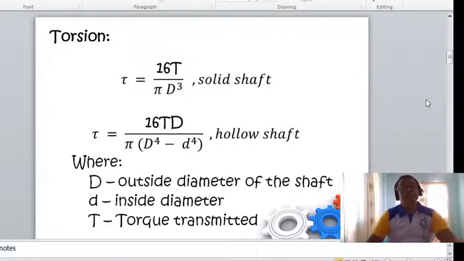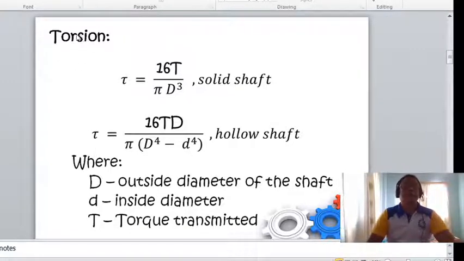Of course, this formula is derived from the basic equation for torsion, which is Tc over J, or torque multiplied by the distance from the neutral axis to the outermost fiber, divided by the polar moment of inertia J. Substituting the values, we derive the equation tau equals 16T over pi d cubed. Therefore, the stress of the material is in terms only of the torque and the diameter.